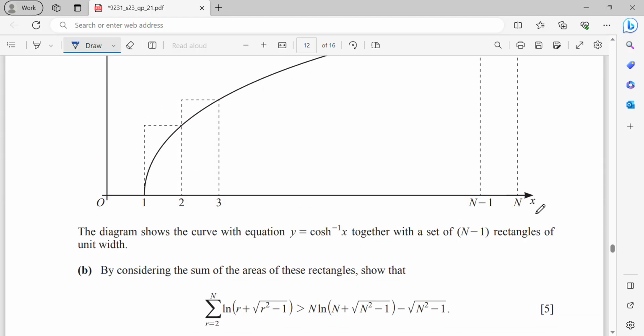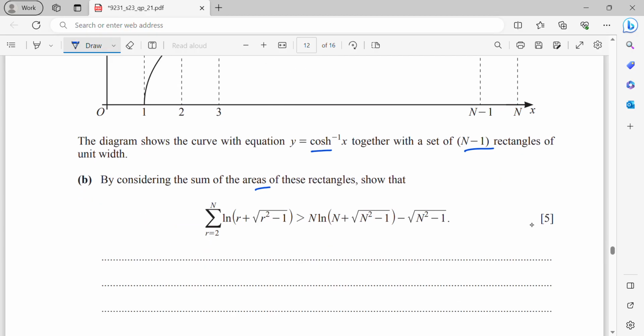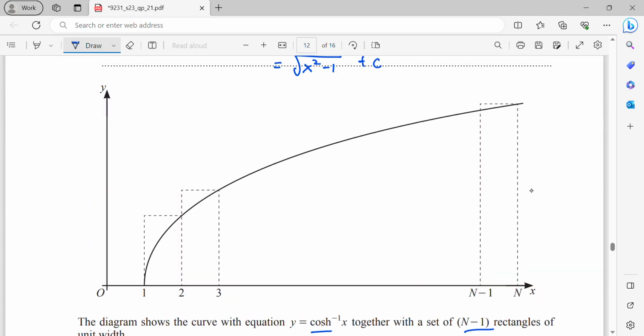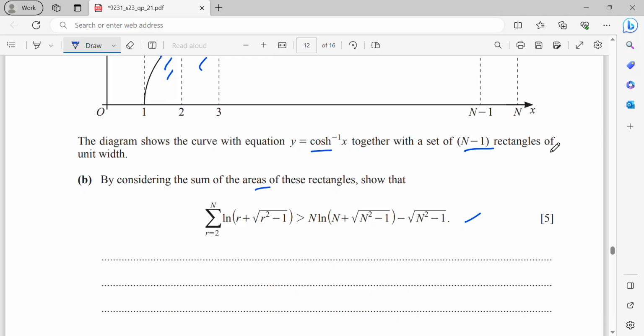Okay, now the next part is the diagram shows a curve with equation y equals inverse cosh x together with n minus 1 rectangles of unit width. By considering the sum of the areas of these rectangles, show that this is the inequality. Okay, so from here, we need to get the total rectangles. Alright, there are n minus 1 rectangles.